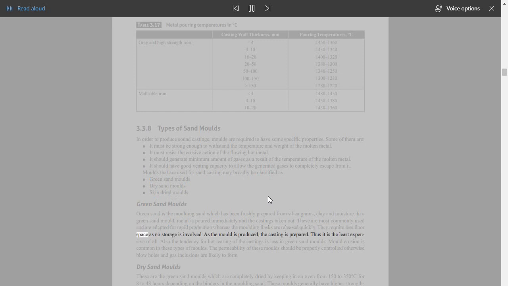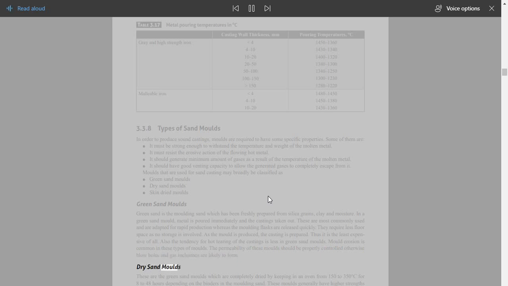They require less floor space as no storage is involved. As the mold is produced, the casting is prepared. Thus it is the least expensive of all. Also the tendency for hot tearing of the castings is less in green sand molds. Mold erosion is common in these types of molds. The permeability of these molds should be properly controlled, otherwise blowholes and gas inclusions are likely to form.